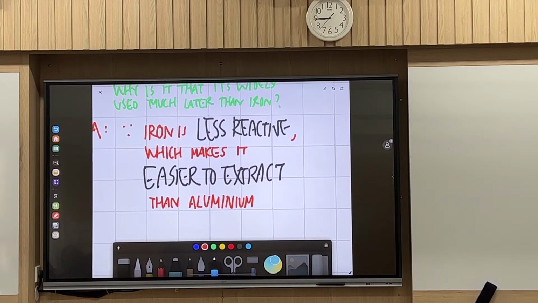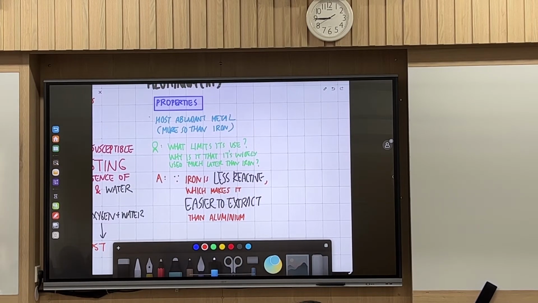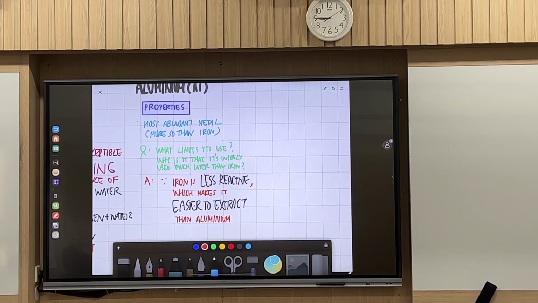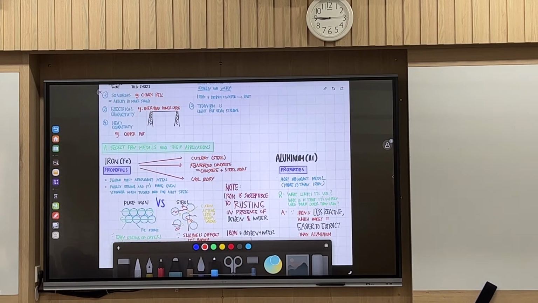There was a time when the nobles were served aluminium plates, because there was a time when aluminium was even more expensive than gold. You can look that up. The peasants were served food on a gold plate, and the noble people had the aluminium plate, because aluminium was more expensive at some point in time. But now, of course, aluminium is cheaper than gold.